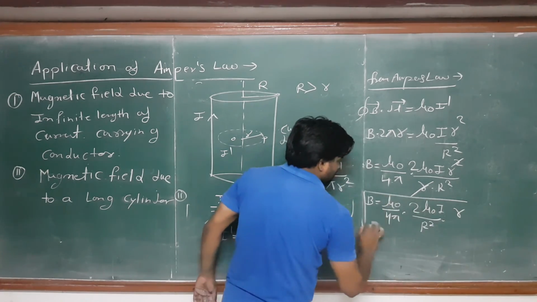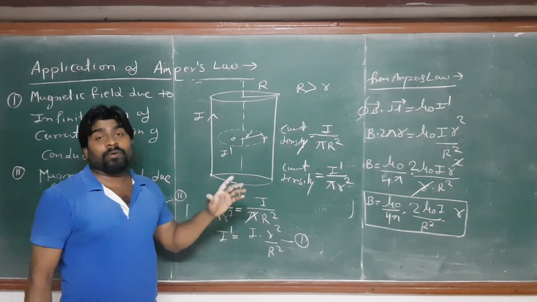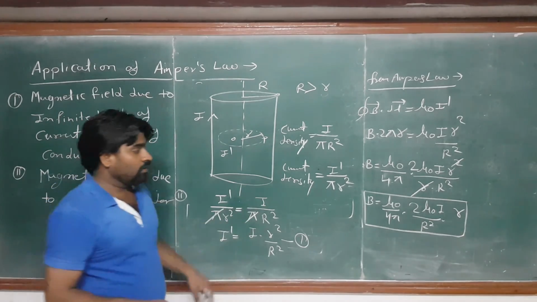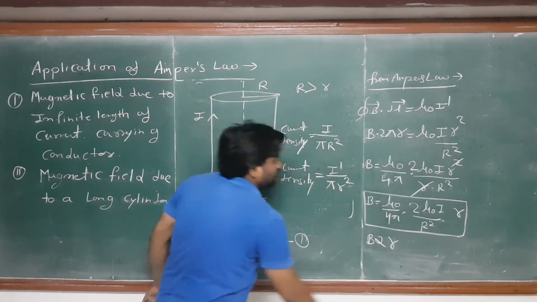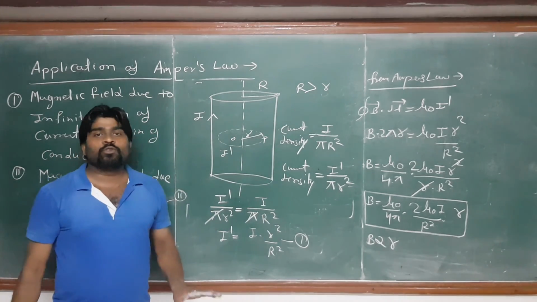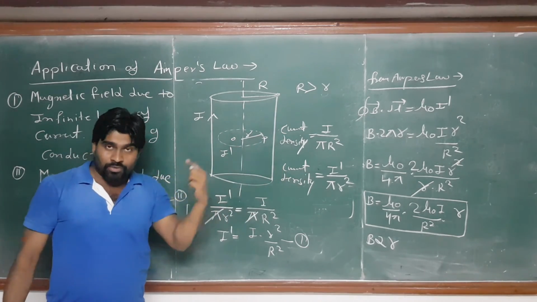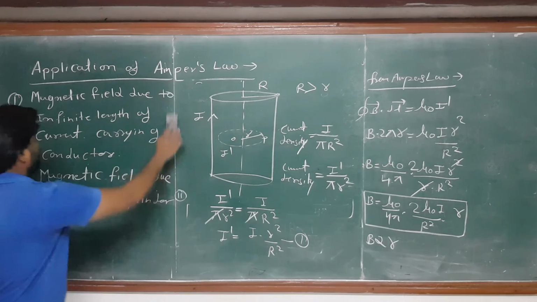In the first case, when the point P was outside, B was inversely proportional to r. Here, when the point P is inside, B is directly proportional to r. So there is a need to draw the graph when point P is coming from outside to the inside, right? See the variation in the graph.